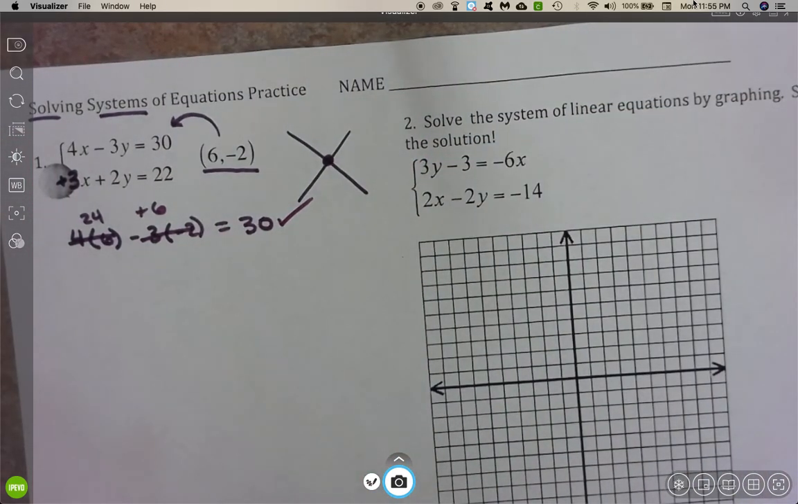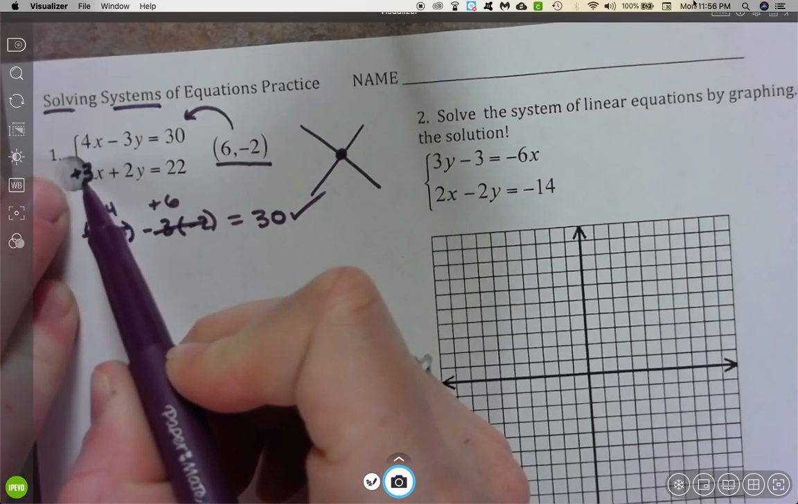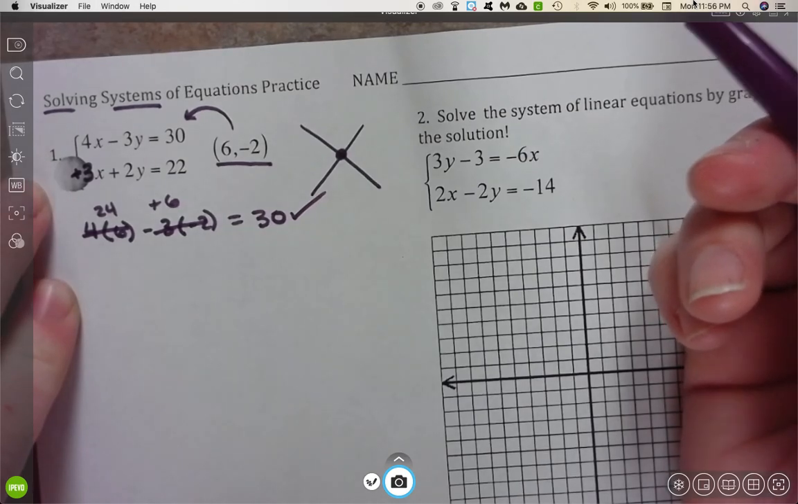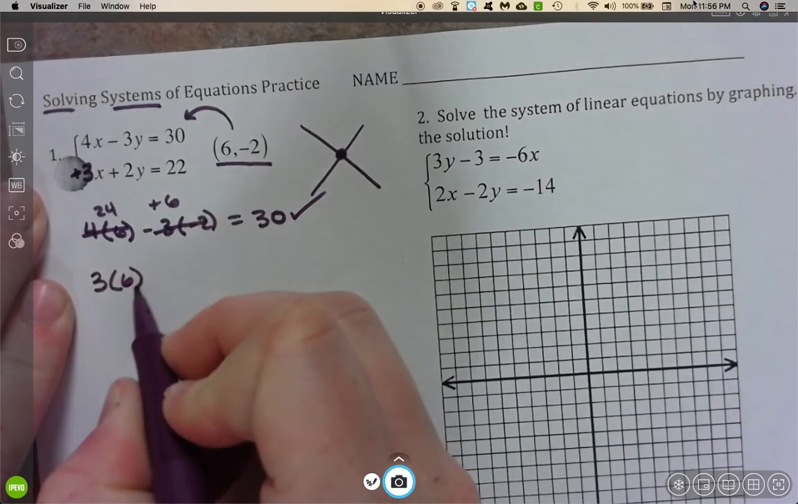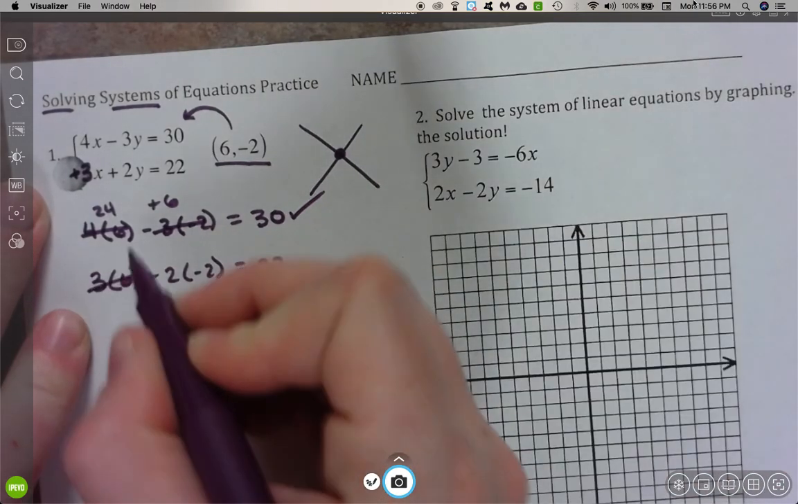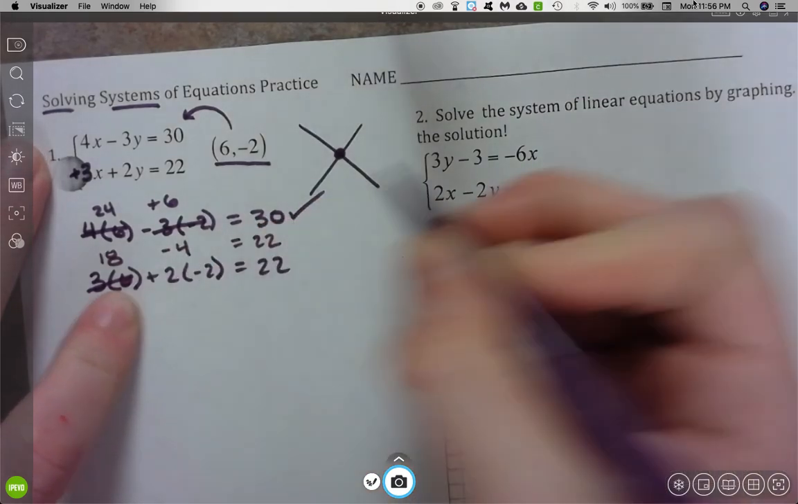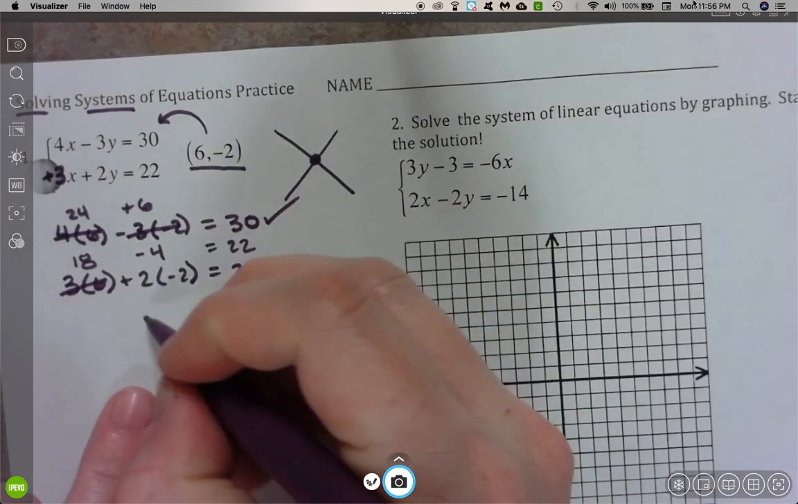Now, I can't just stop with the first equation. I have to make sure that it plugs into the second equation also, because even though it works for the top one, it may not work for the bottom one. This is a positive 3 here. I don't know if you can see that very well. My punch kind of got rid of that, but that's a 3x, so I'm going to plug 6 in for x, just like I did on the top one. We're going to see if this checks out. 3 times 6 is 18. 2 times negative 2 is negative 4 equals 22. Now, 18 plus 4 is equal to 22. That's true, but 18 minus 4 is 14, equals 22.